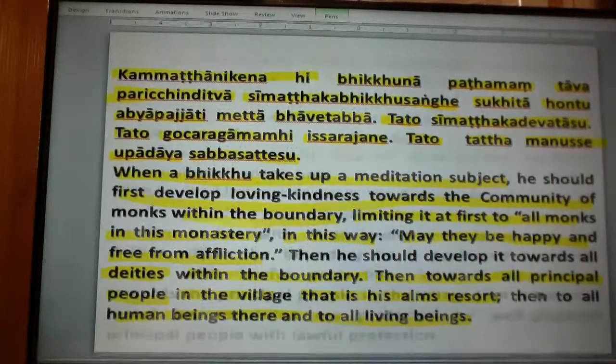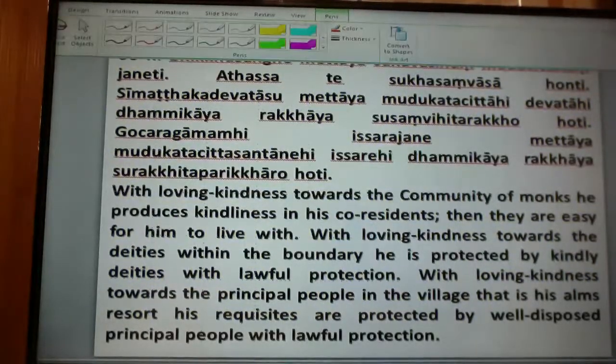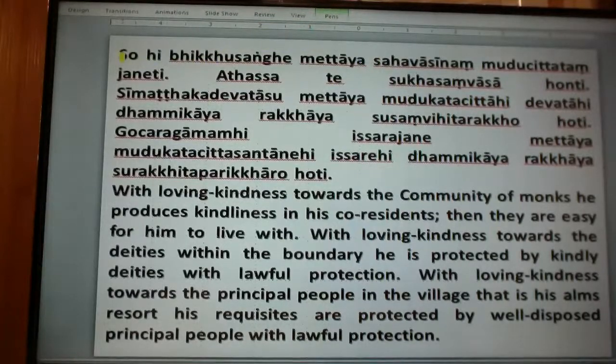Explain here in Pali: so he, bhikkhu sanghi. A person makes loving kindness to the community of monks, bhikkhu sanghi. Mittaya means with loving kindness. Saha vasina: saha means together, vasi means staying. Staying together. So many men staying together, isn't it? Maybe they have different ideas, different views, different likes and dislikes. So they need each other's loving kindness.